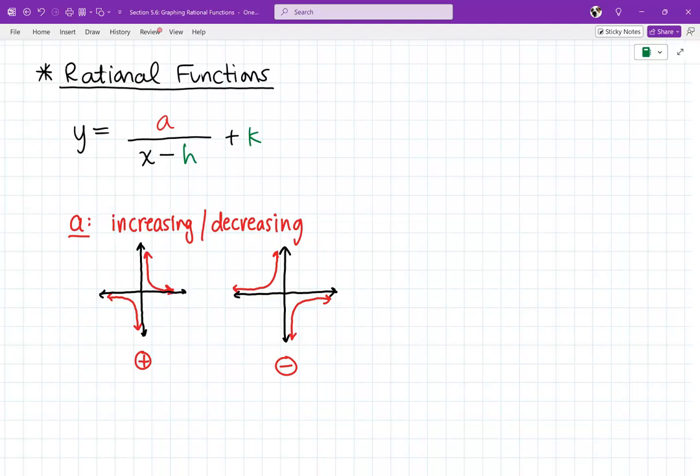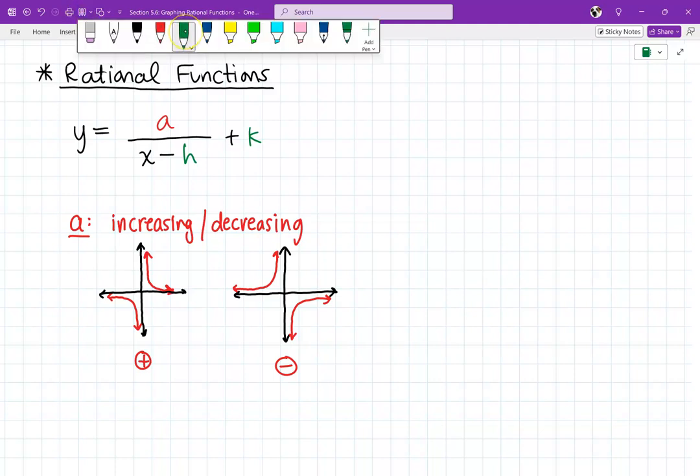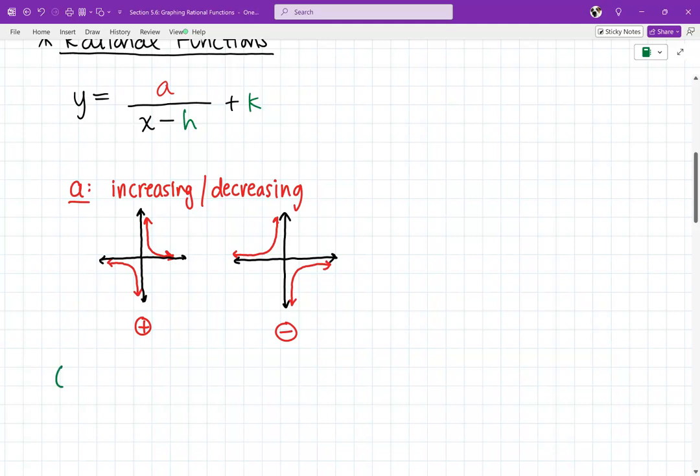Now I will tell you, it's probably better for you just to memorize what it looks like when it's positive, and memorize what it looks like when it's negative. That's what I do. Okay, and then HK. So for us, HK is not a vertex, because notice there's no vertex in these graphs, right? There's no point where they touch each other and there's a sharp edge or a low point, nothing like that. This is where the asymptotes intersect.